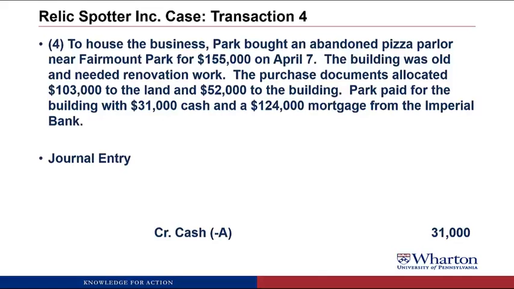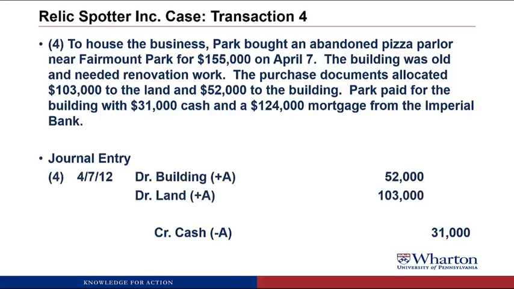So what did we acquire in this transaction? We got building and land. Those are both assets. Those are both resources that we can use in the future. As assets, we want to increase them with a debit. So we're going to debit building, $52,000. We're going to debit land, $103,000. Our debits don't equal our credits at this point, so we can't stop.